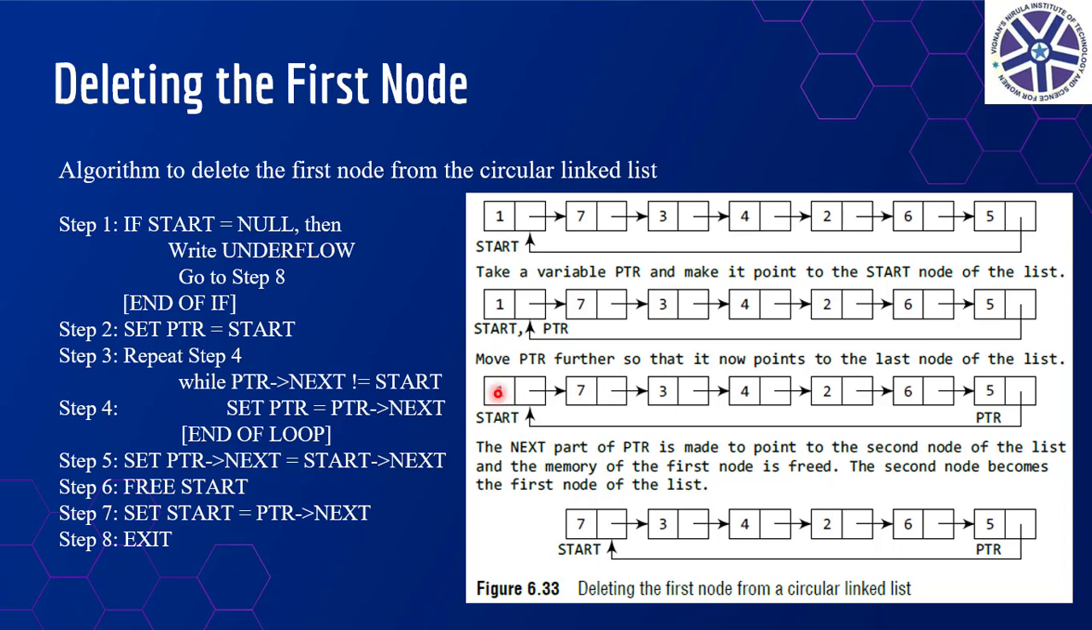So we need to delete this node, because if you make this node the start, you cannot find this node. That's why free start. So we are going to delete this node, and now we have to make this node the start. What is this node? ptr to next, right? So start equal to ptr to next.